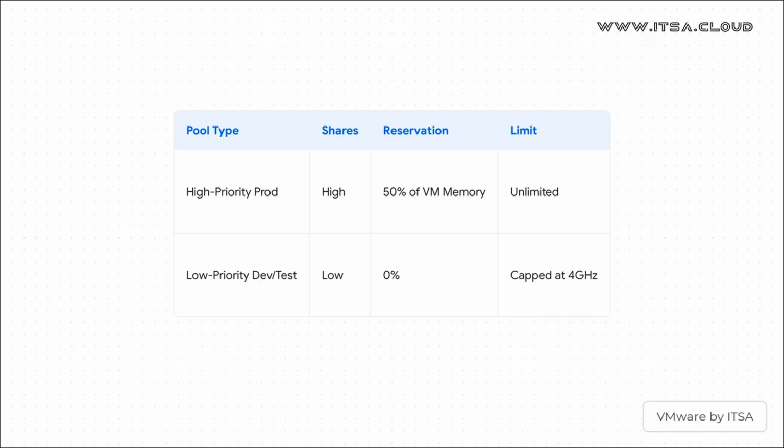Now, on the flip side, for the low-priority dev/test pool, our noisy party animals, we give them low shares, 0 reservation, and we slap a hard limit on their CPU. This setup ensures they can never disrupt our production tenant.